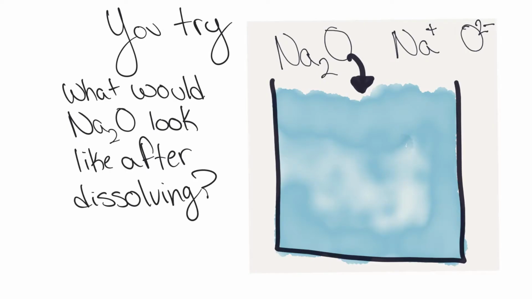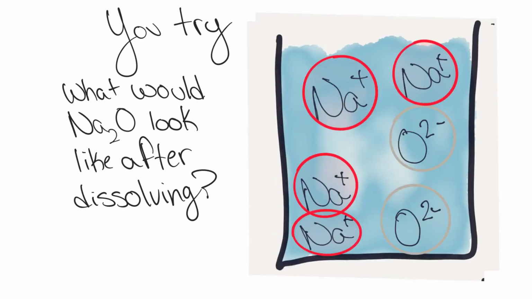Now I'm going to give you a prompt to try. What would sodium oxide look like after dissolving? I've given you sodium and oxygen and their charges. You should draw them in the correct ratio. For every oxygen, how many sodiums should you draw? Hopefully your answer looks like this. For every 1 oxygen, you're going to have 2 sodiums because sodium had the 2 subscript.